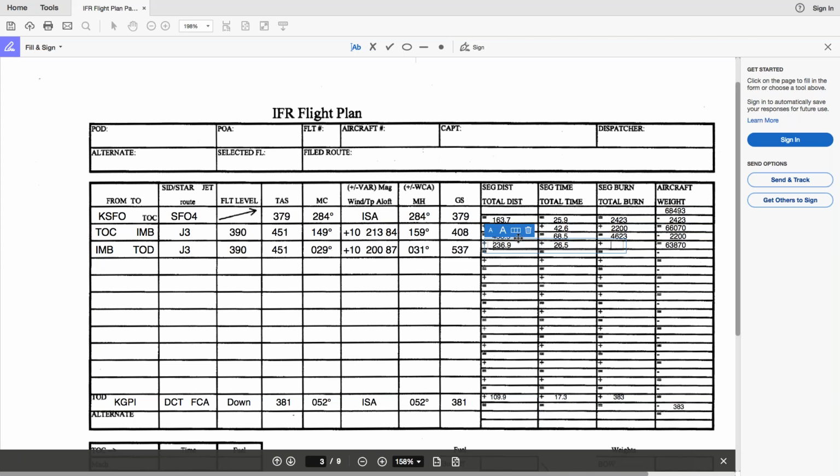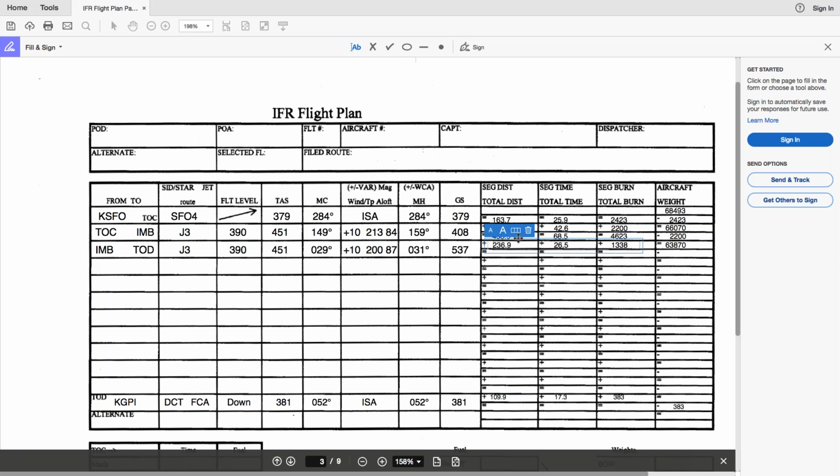We are burning 1,514 pounds per engine per hour. So we take that, times it by 2 for 2 engines, a total of 3,028 pounds per hour. Divide that by 60, and then multiply that by our 26.5 minutes for that leg. That gives us 1,337 pounds of fuel. Actually, let's just call it 1,338.